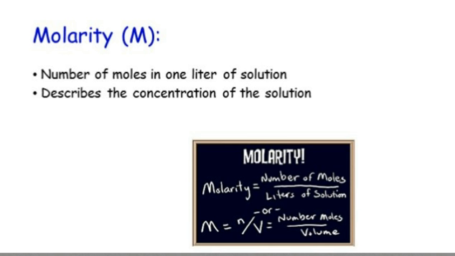So we measure concentration. Most of the time in chemistry, you tend to use what we call molarity. Molarity, it has an R. There's another one with molality. But molarity is the number of moles in 1 liter of solution, and it describes the concentration of the solution. Molarity is moles per liter of solution.